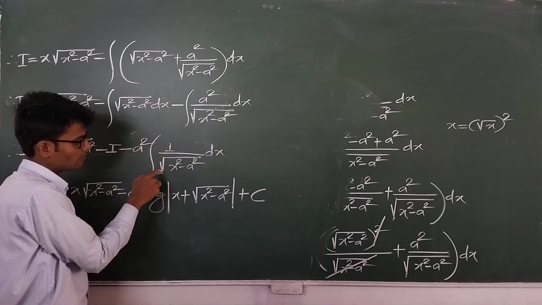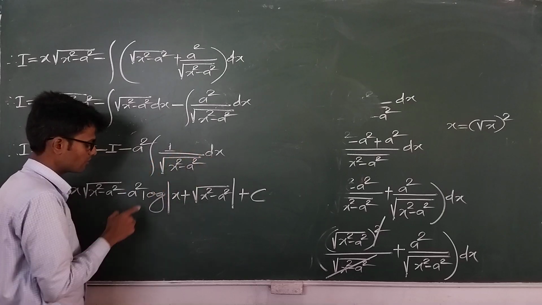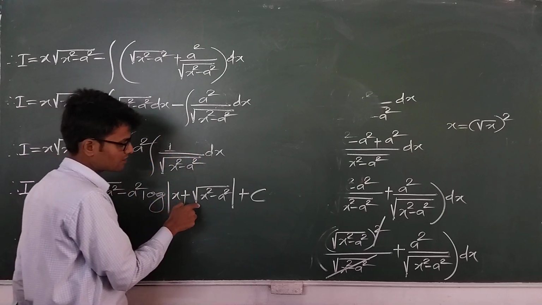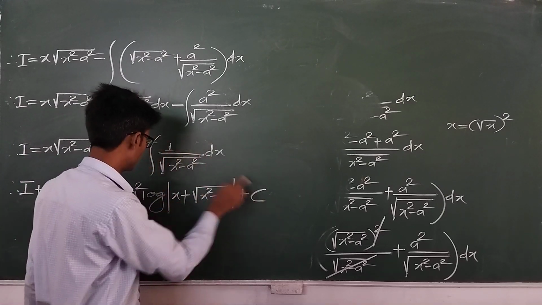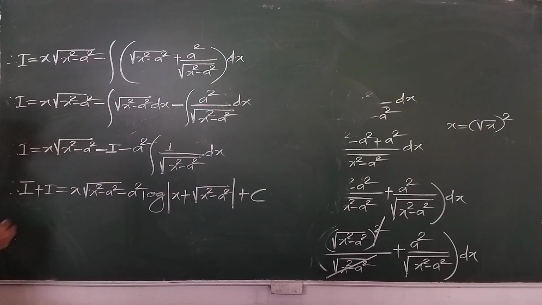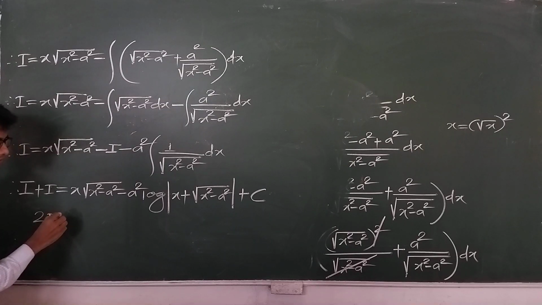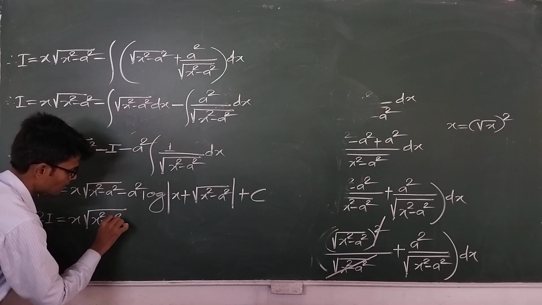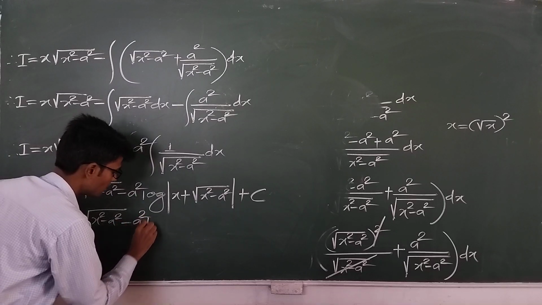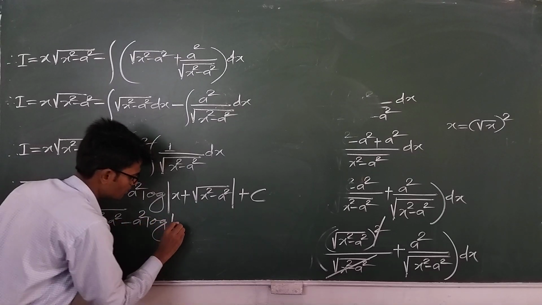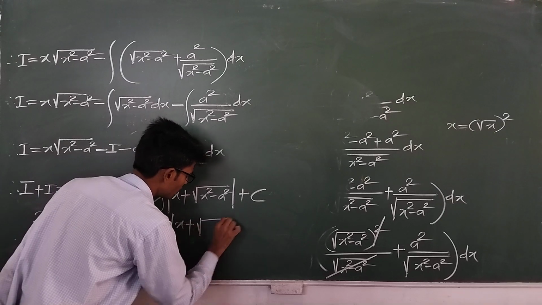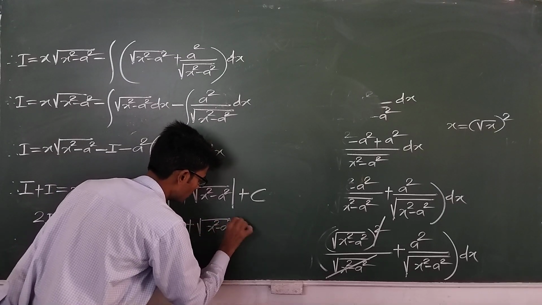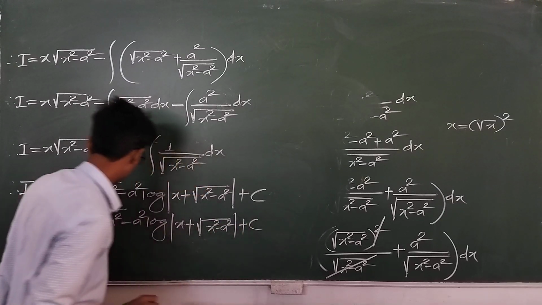That is, integration of 1 divided by square root of x square minus a square with respect to x is log mod of x plus square root of x square minus a square mod complete plus c. Now I plus I is 2i, so I'll write 2i equal to x into square root of x square minus a square, log of mod x plus square root of x square minus a square mod complete plus c.